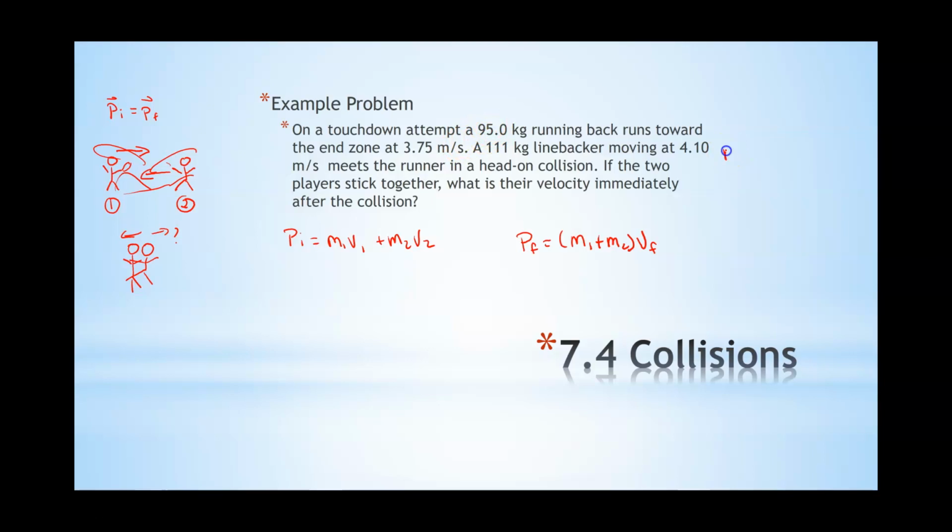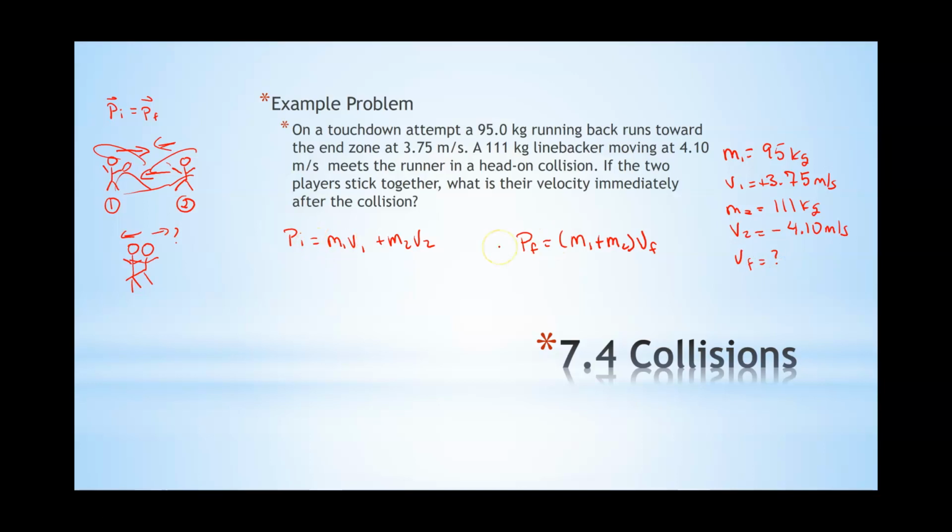We have m1 equal to 95 kilograms, and v1 equal to 3.75 meters per second, and we have established that that's going to be in the positive direction, so we're going to make this positive. m2 was 111 kilograms, and v2 in a head-on collision is going to be moving in that negative direction, so that velocity is going to be negative. We've identified that, and we want vf.